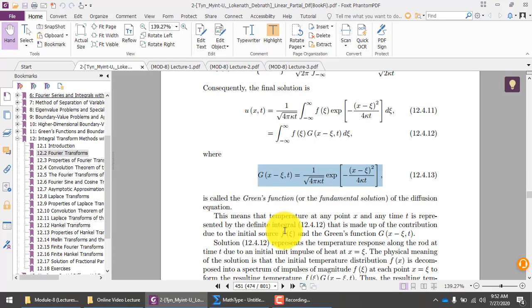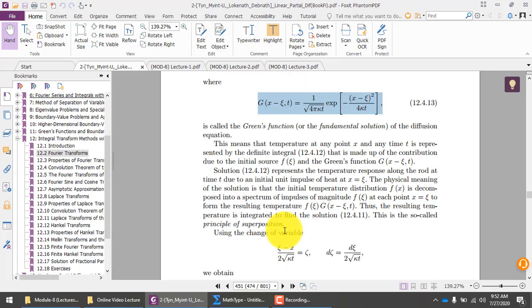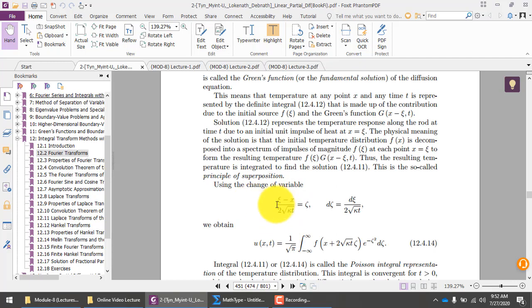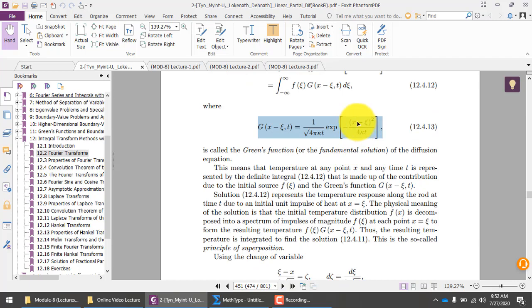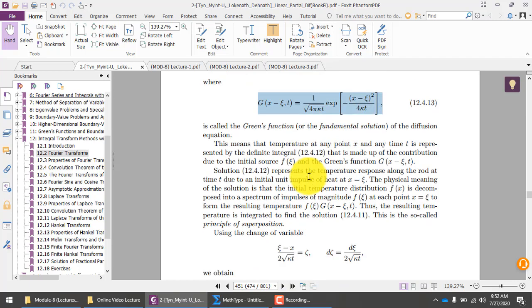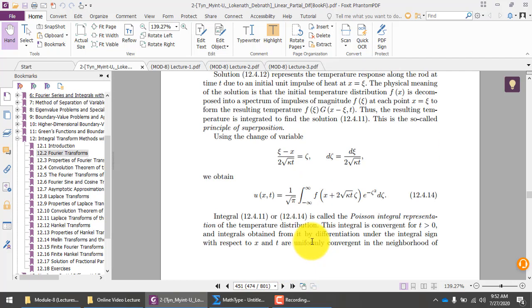In the next step, you will change the variables. If you change the variables like that, we are having xi minus x whole square, or x minus xi, no problem. You can replace (xi minus x) divided by 2 square root of kt with a new variable. So what will happen? You will get a new integral.